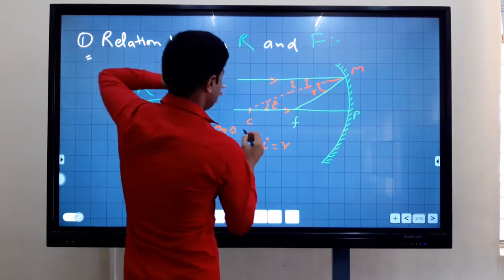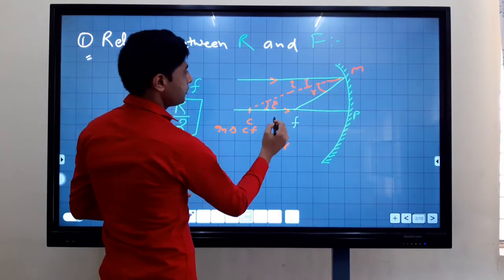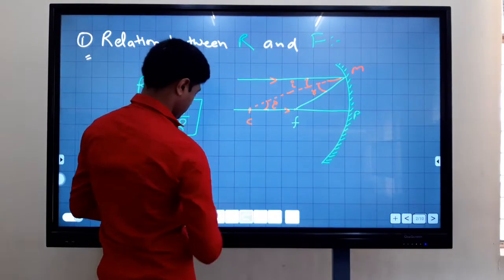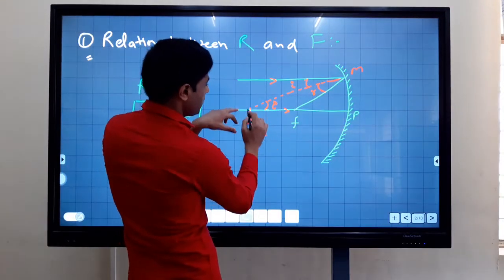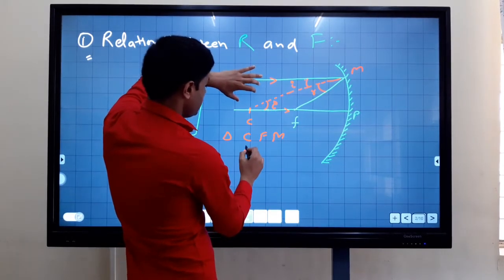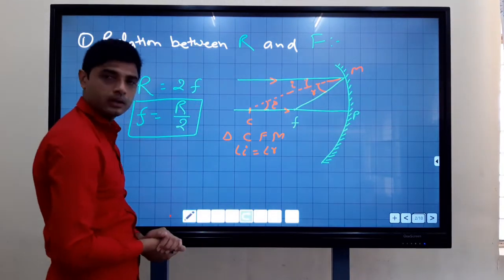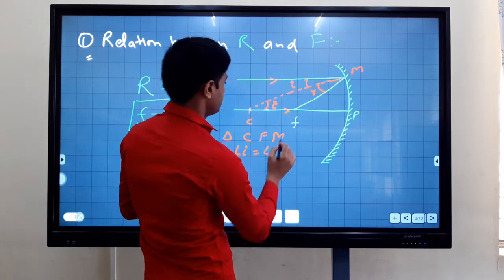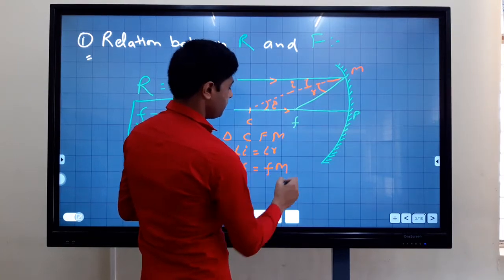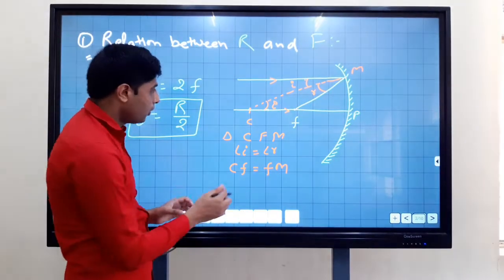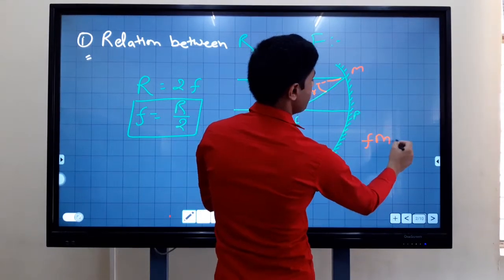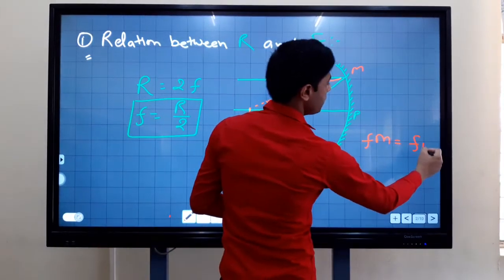Let this point be M. In triangle CFM, angle I equal to angle R. It means we can take CF equal to FM, or, as a small aperture, FM equal to FP.